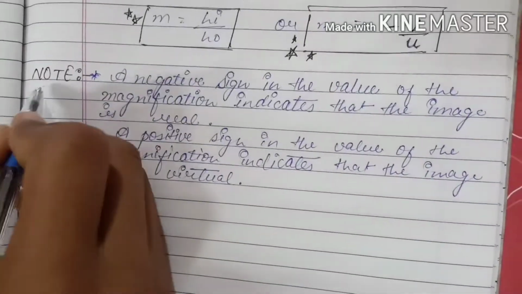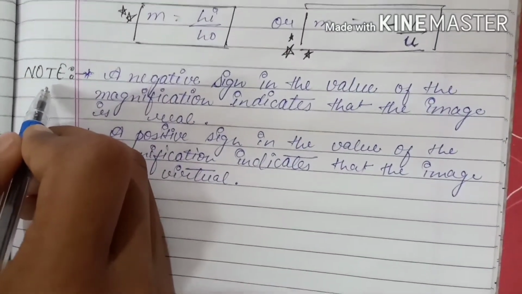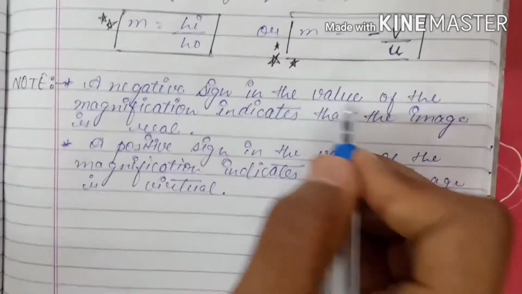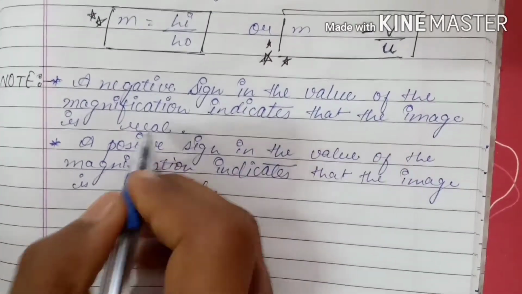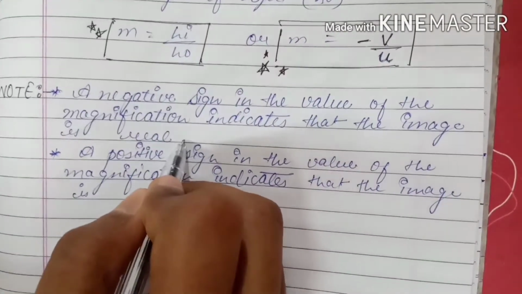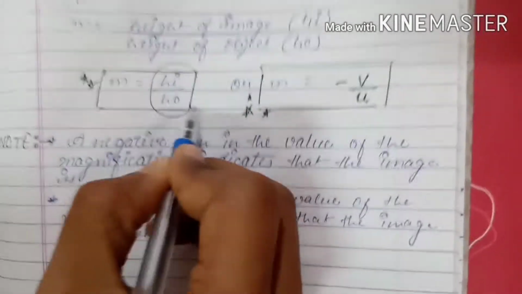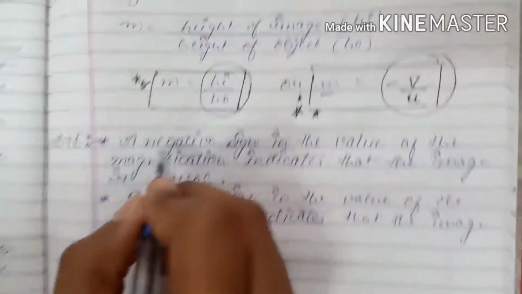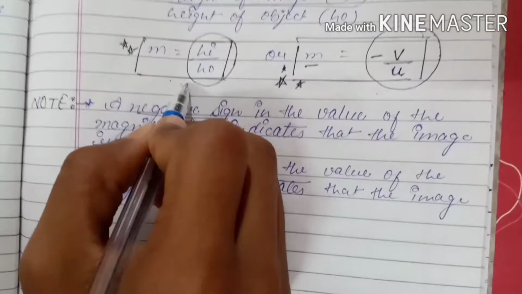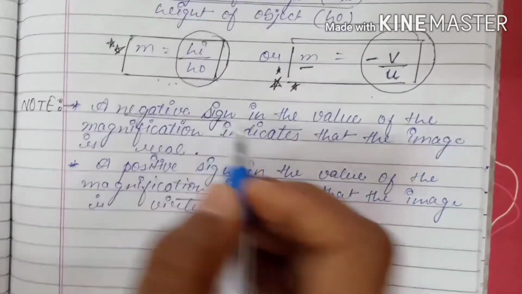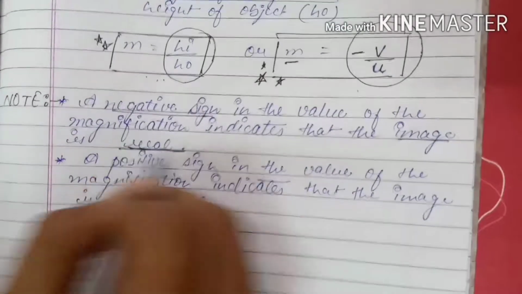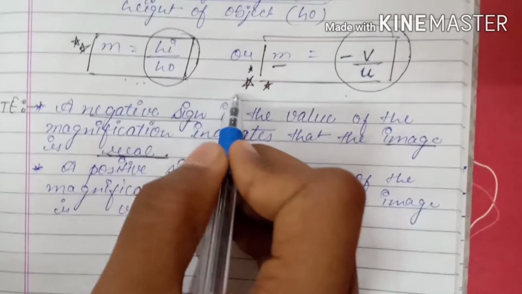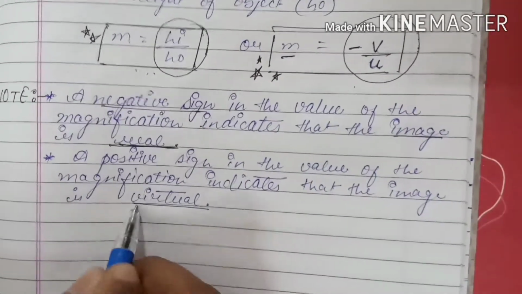Now lastly, there is a very important point that you have to remember all the time through the chapter. A negative sign in the value of the magnification indicates that the image will be real. It is trying to say that after calculating this value, if the magnification comes out negative, then you can say that the image is real. Or if after calculation we get the magnification positive, then we can say that the image is virtual.